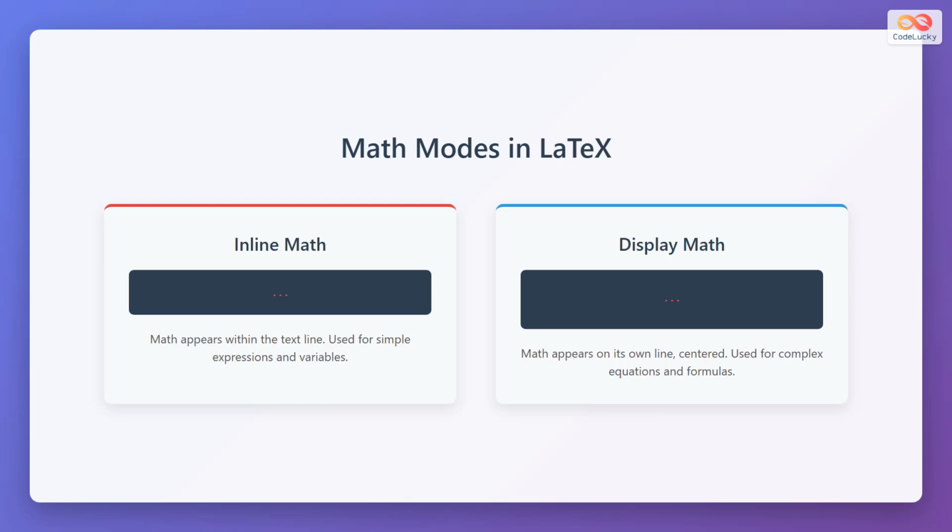LaTeX has two primary math modes. The first one is inline math. The syntax is $. In this mode, math appears within the text line and is used for simple expressions and variables. The other mode is display math, which uses the syntax $$. In this mode, math appears on its own line, centered, and is typically used for complex equations and formulas.